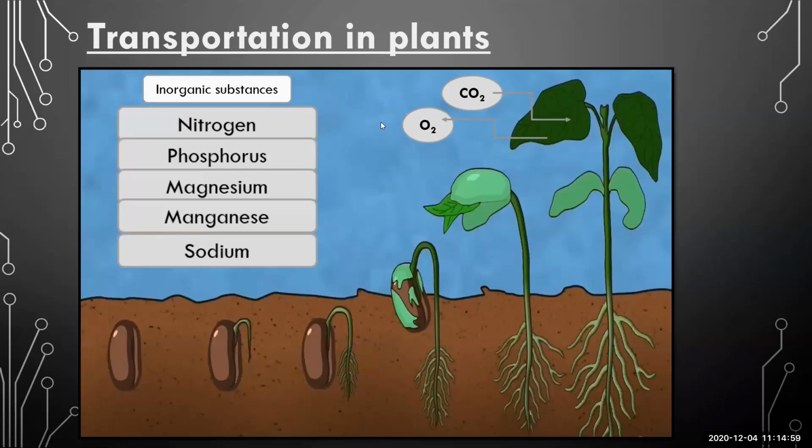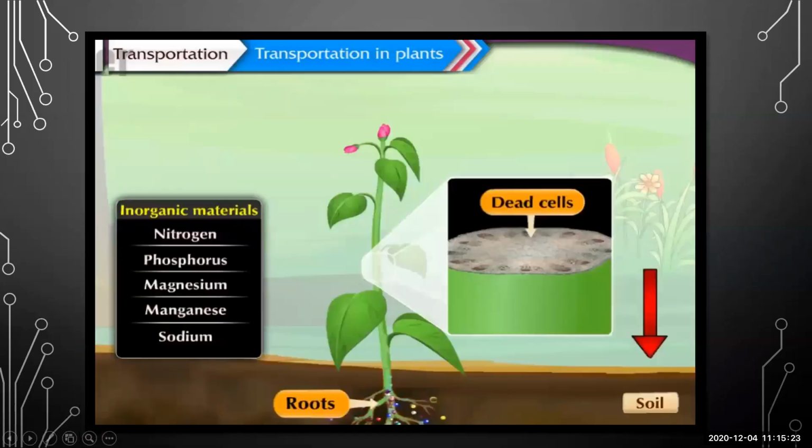There are dead cells also present in the plants. Now let's see, there are two types of tissues in the plants: xylem and phloem. Xylem will conduct the water in the upward direction, and phloem will conduct the food to each and every part of the plant. You can see in the picture, these are the conducting tissues. Xylem carries the water and phloem carries the food.